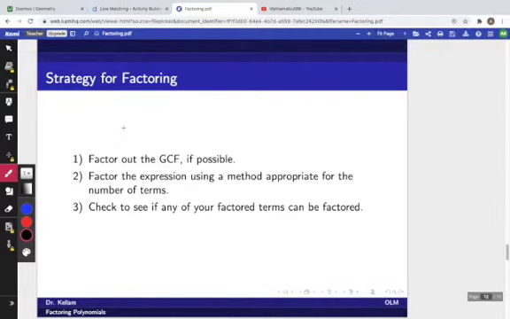In this video we're going to talk about our basic strategy for factoring, talk about grouping, and also mention an advanced factoring technique.